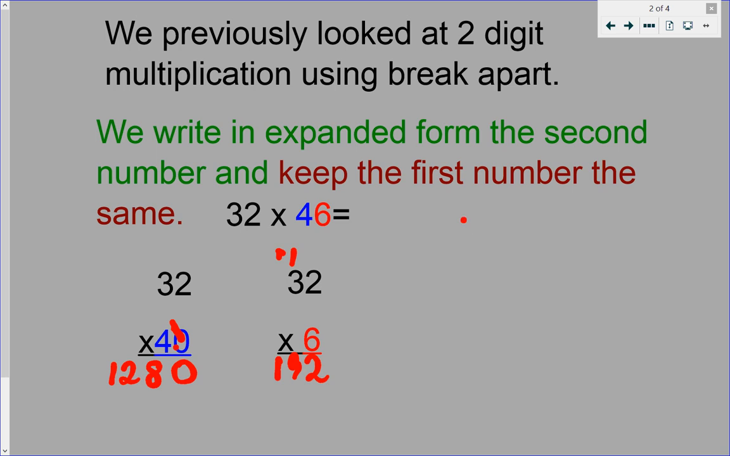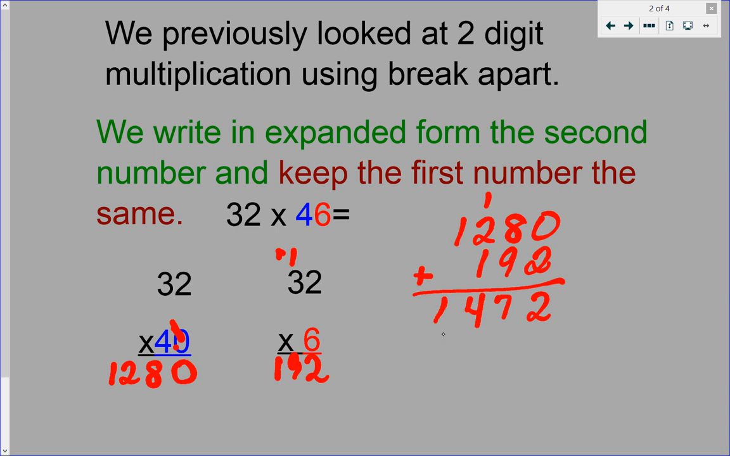So I'm just going to write them over here. 1280 plus 192, making sure I have them in the right columns. 2 plus 0 is 2, 9 and 8 is 17, carry our 1. 1 and 1 is 2, plus 2 more is 4, and then bring down our 1. So our answer would be 1,472. Okay, so that's taking the top number, keeping it the same, breaking apart the bottom number into 40 and 6, and then adding the two together.